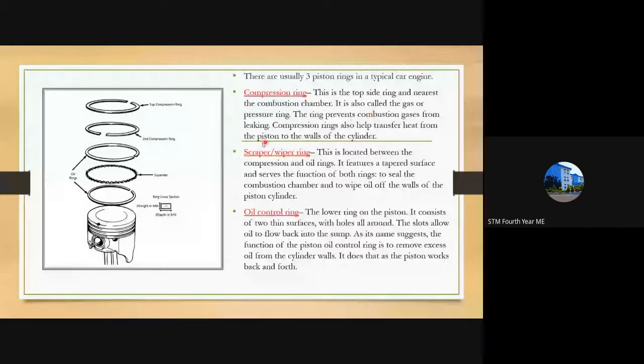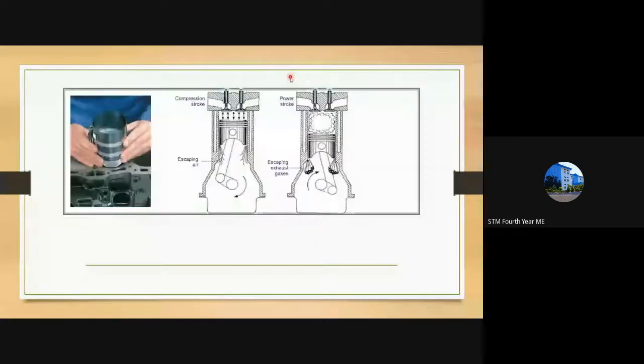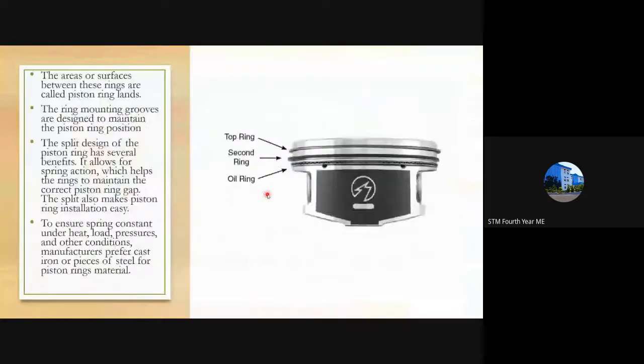So I told you the gases may leak down to the crankcase. That phenomenon is known as crankcase blow-by or engine blow-by. Blow-by means the air or air-fuel mixture escapes from the cylinder into the crankcase. Such a phenomenon is called blow-by, and blow-by doesn't occur when we use a compression ring.